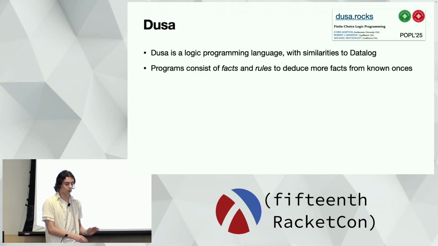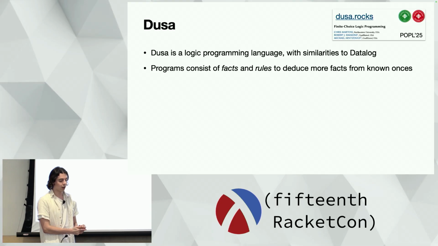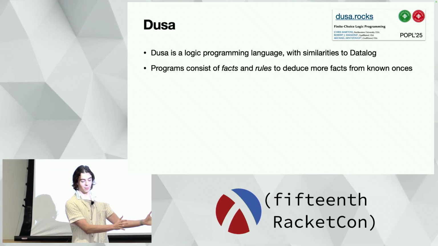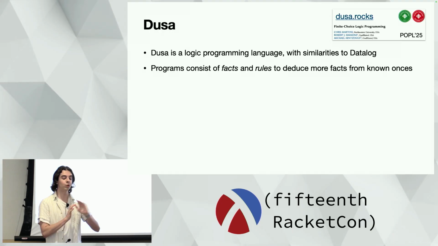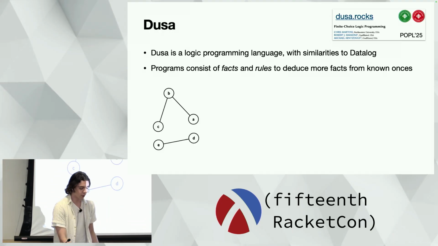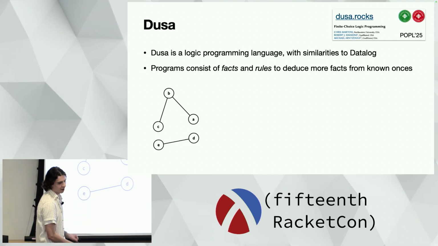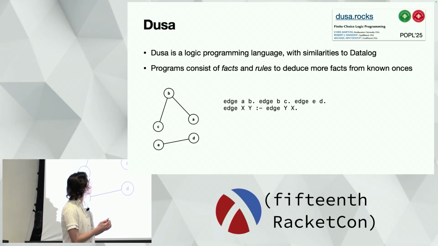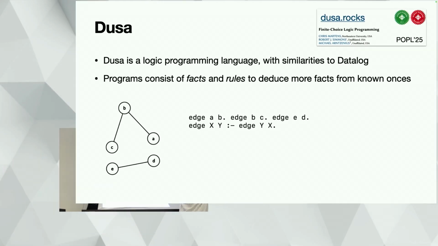So we'll start by walking through an example there. Like in Datalog, programs consist of facts, which are known information, and rules that allow you to deduce new facts from existing facts. As an example, if we have this graph here with 5 nodes, we can encode this as a handful of these edge relations here.